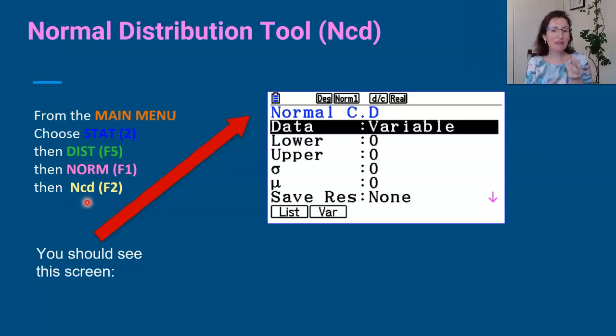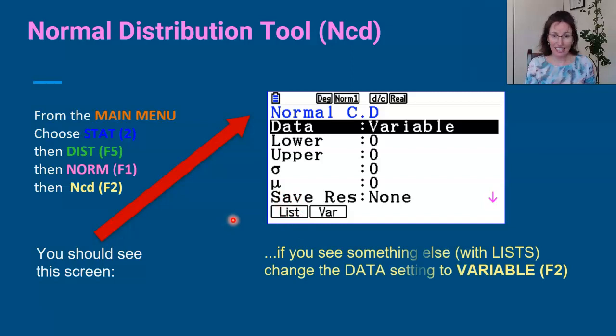And cumulative, what does that do? Have you heard that word before? Adding up, to cumulate. And so it's adding up the percentages between the two numbers that you tell the calculator to work out. So on your screen, you'll see these things. If you see something else and they appear as lists, click variable, and so you'll change to this. So don't worry about the data there, the variable.